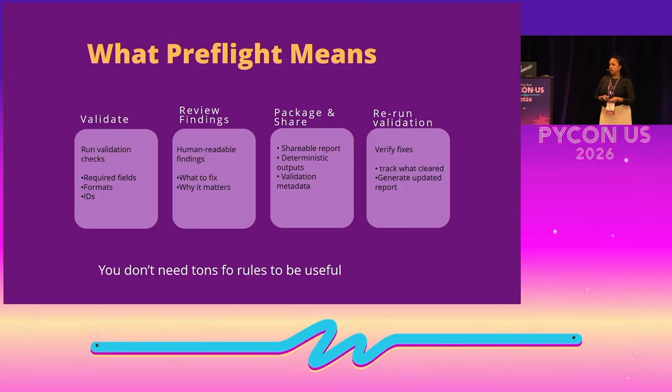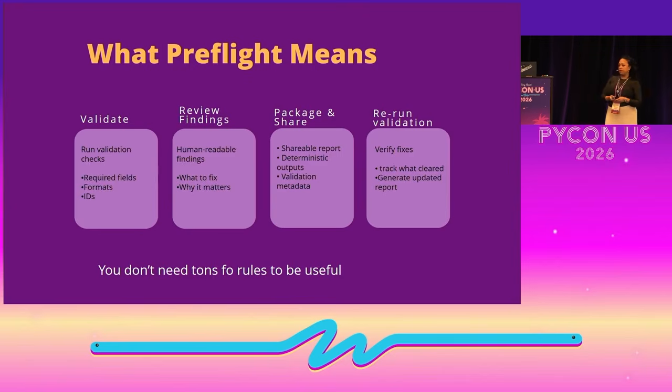So then after that, you can package and share. Creating a shareable report and deterministic outputs. Deterministic meaning if I run it today and I run it tomorrow, it's going to be the same outcome, and it's still in the same format, or we know that we're looking at the same file that was submitted. Also validating the metadata, making sure that all of the structure is there for whatever repository you're submitting to.